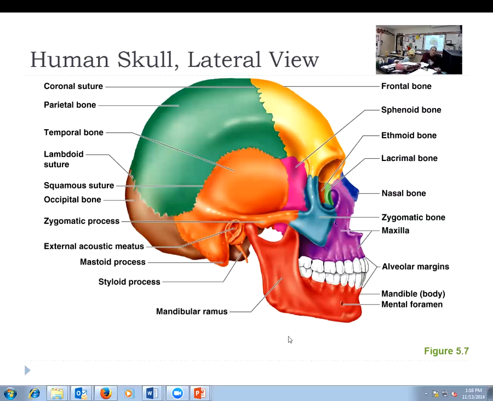Okay, now let's move on. Actually, let's start up here at the top on the left. We don't need to know sutures for this test. That's the coronal suture, which makes sense. Remember, the coronal plane goes this direction. Well, that suture does the same thing.